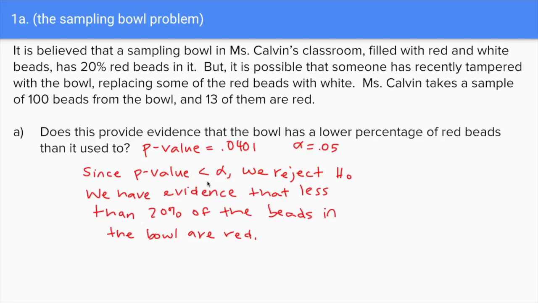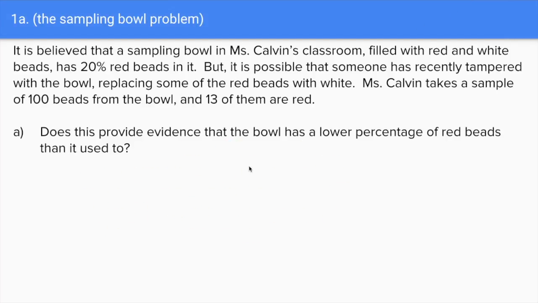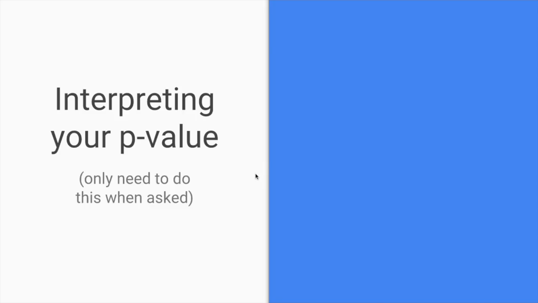Last part: there's a part B to this problem that asks us to interpret the p-value. We're always going to write a conclusion any time we do a hypothesis test. We don't need to be asked to do that. But on part B, you're asked to interpret the p-value, and that's not something you have to do every single time. We just need to do it when you're asked. So interpreting the p-value means explaining what our probability actually is on the normal model.